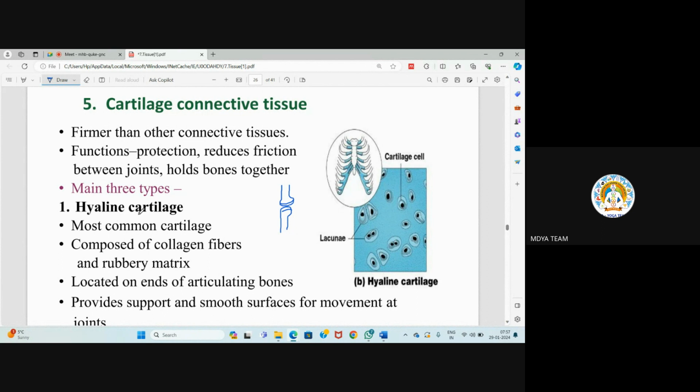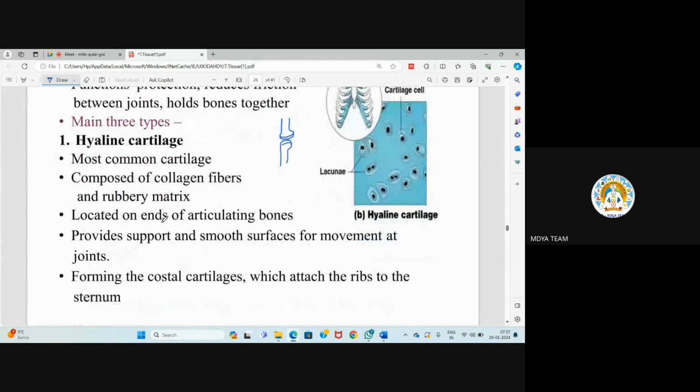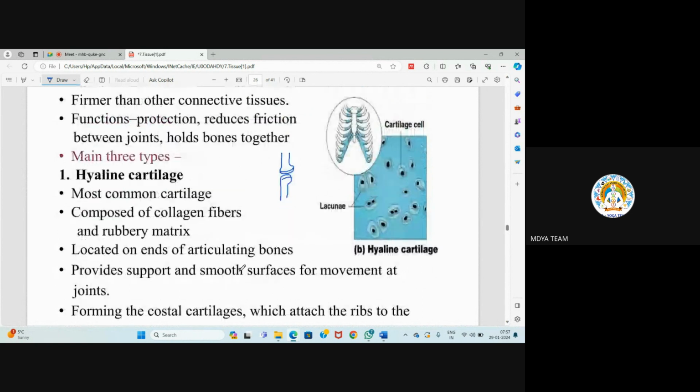And the main three types are: first is hyaline cartilage. This is the most common cartilage, composed of collagen fibers and rubbery matrix, located on the ends of articular bones, providing support and a smooth surface for movement at joints, forming the costal cartilage which attaches the ribs to the sternum. So these are known as costal cartilages. Okay.